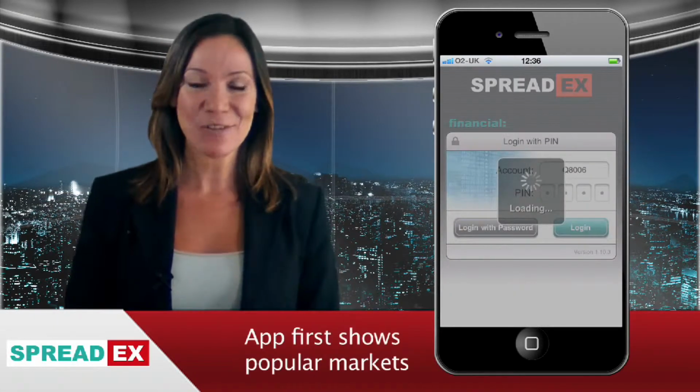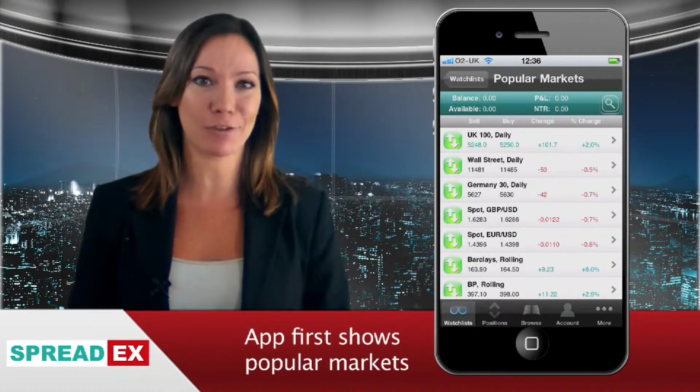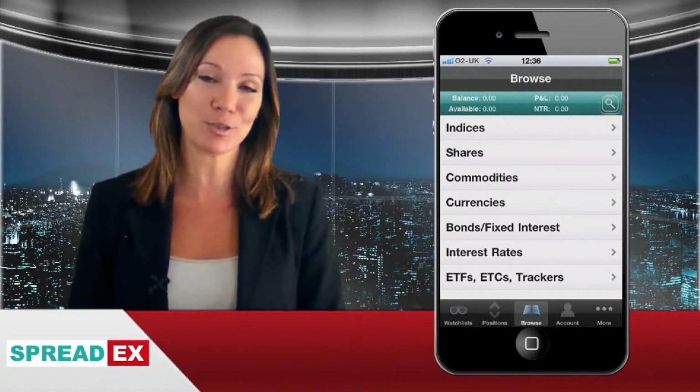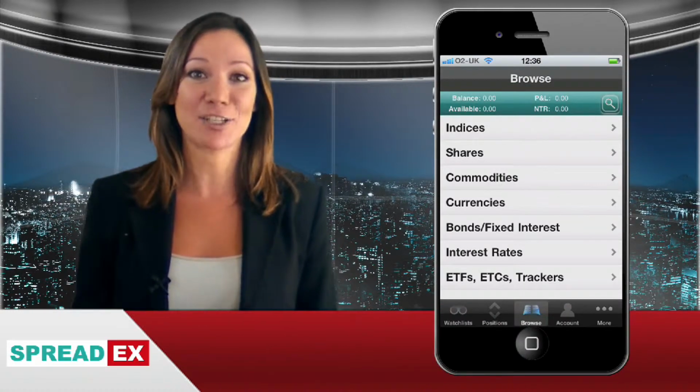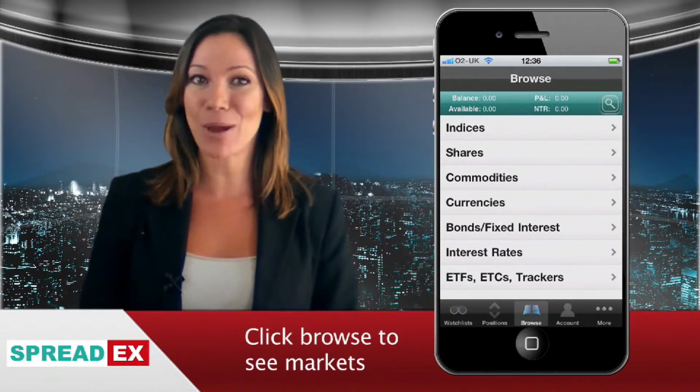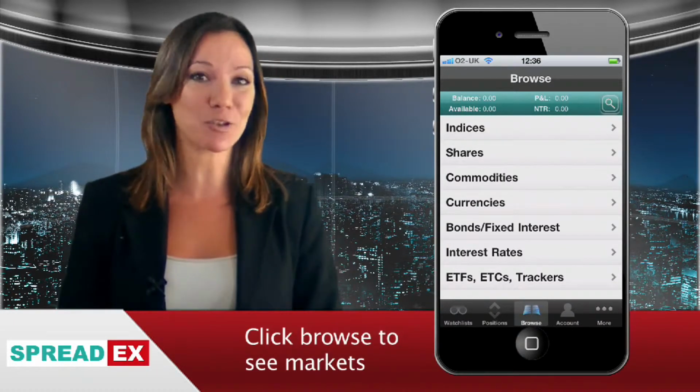SpreadX's financial spread betting iPhone app makes navigating your way through the markets easy. When you first log in, you'll be taken to a list of popular markets. Tap the browse icon to see the full list of products you can trade. There are indices, shares, commodities, currencies, bonds and interest rates, as well as ETFs, ETCs and trackers.